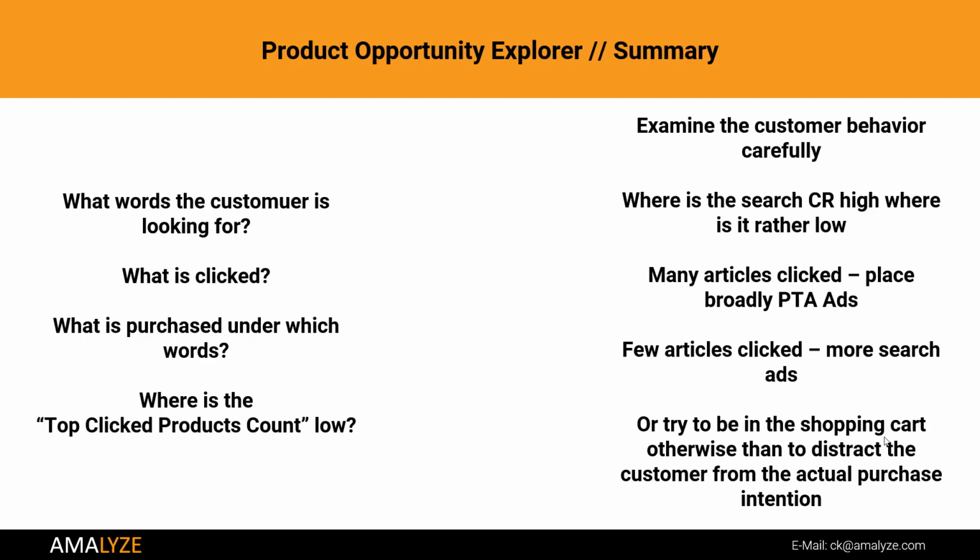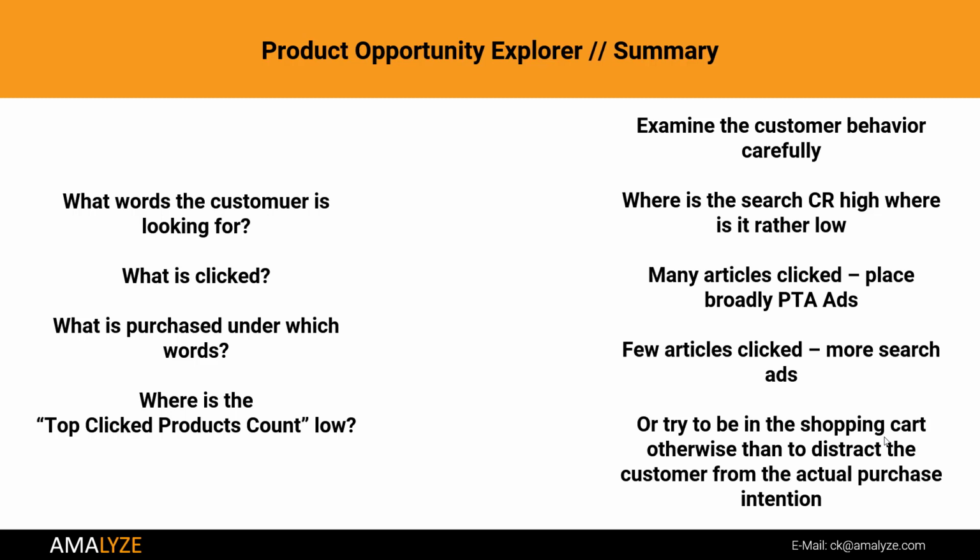So don't get it wrong with all those numbers. Understand the customer behavior, and then have a look at the search conversion rate, as I have shown you before. What is really followed by search conversion rates? Not always looking at the search volume or click share. Look more detailed. Then you can decide if you want to broadly place your product targeting ads over all the articles, or if only a few articles are clicked, you can try to set up more search ads directly on the SERP. We have talked about that before.